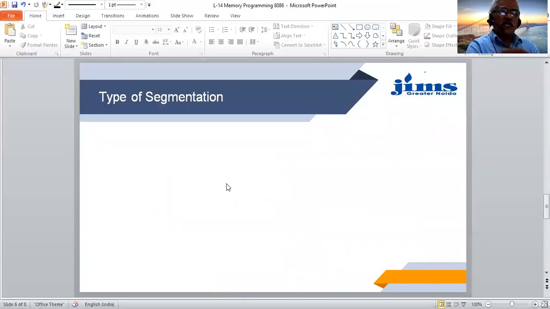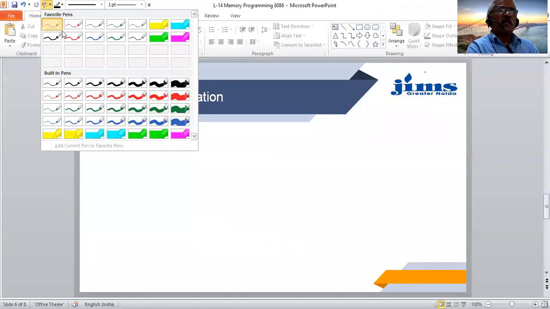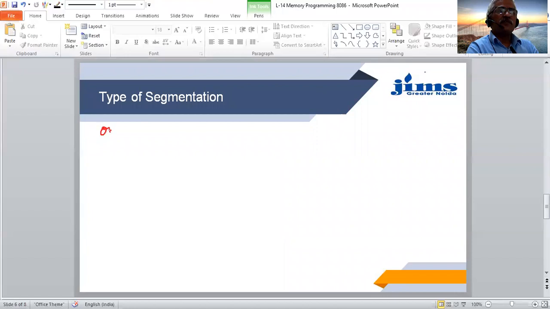Then what are the different types of segmentation? We achieve the segments as overlapping segments and non-overlapping segments.